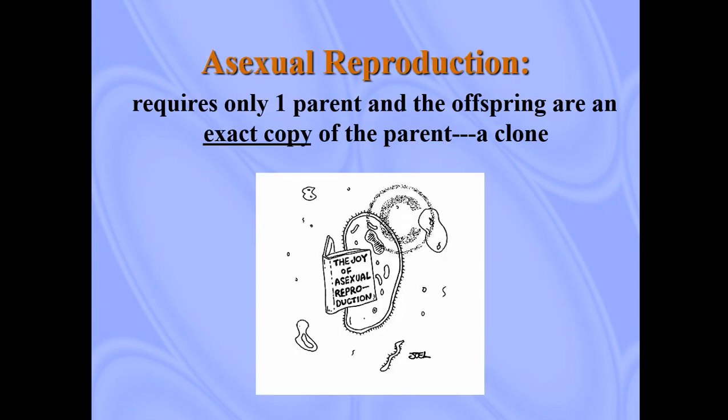For asexual reproduction, halimbawa, when you reproduce, you will only need one parent, and the offspring is an exact copy of the parent. So that's asexual. Walang father, walang mother, only one parent. And the offspring is a clone. Pag sinabing clone, exact copy of the parent. So whatever the itsura ng parent, that will be the itsura nung offspring. So that's asexual reproduction. It only requires one parent.